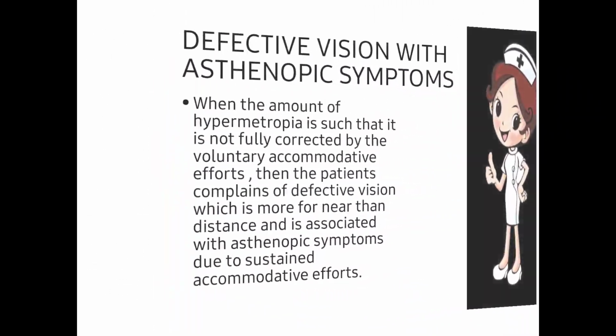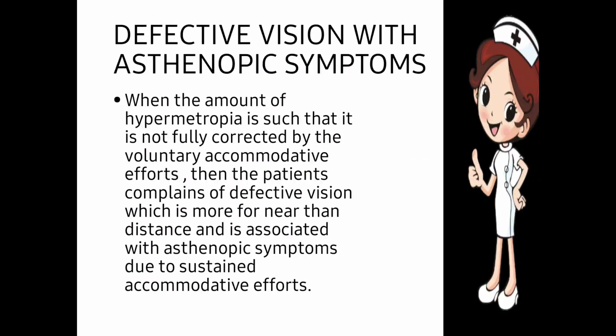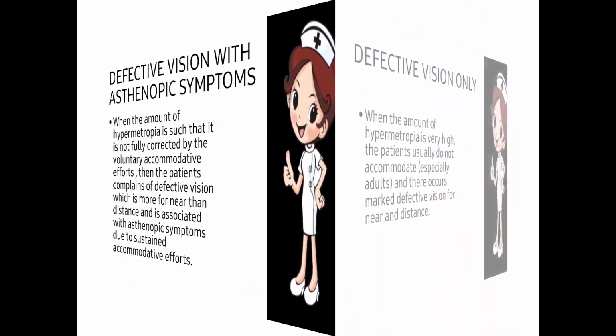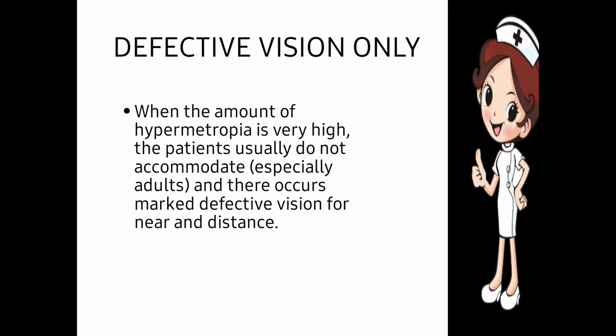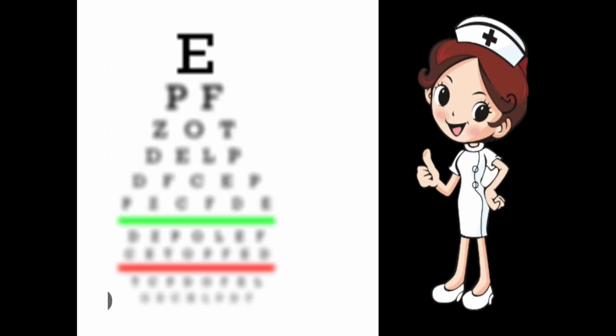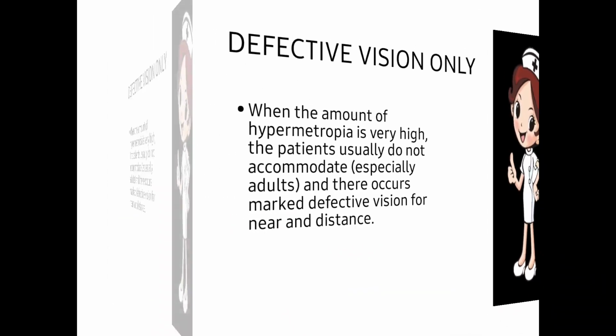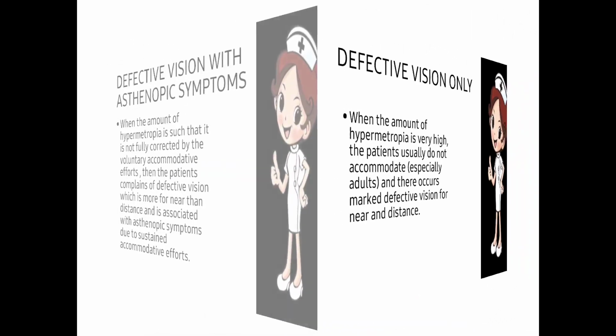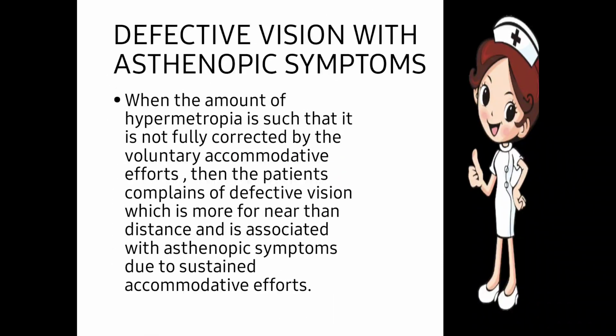Let's move to the next one, defective vision with asthenopic symptoms. Now, what is defective vision? Defective vision is blurred vision. Everything is seen, but it looks blurred. So blurring of vision is the defective vision. Here we have defective vision with the asthenopic symptoms.